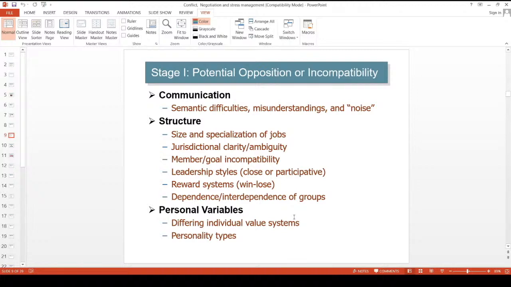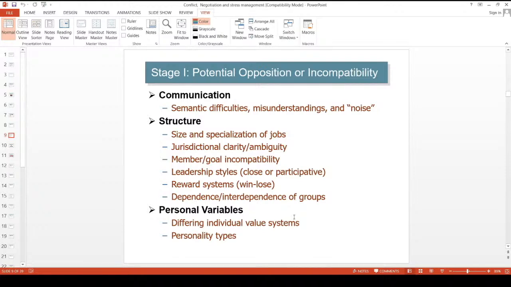degree of independence among the different groups. So these are again the different forces which can stimulate the conflict. Let me discuss each of these points one by one, that how this structure can initiate the conflict process.